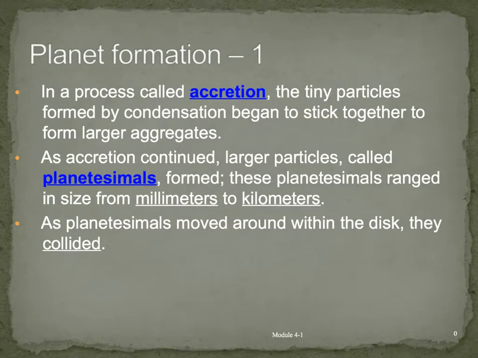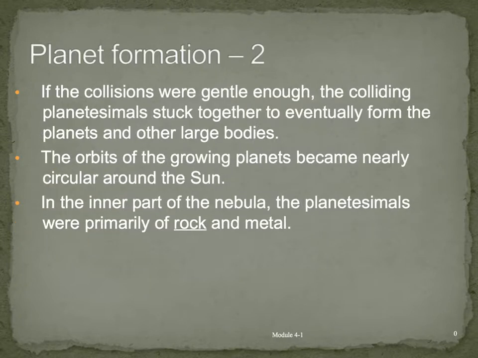In a process called accretion, the tiny particles formed by condensation began to stick together to form large aggregates. As accretion continued, large particles called planetesimals formed, which ranged in size from millimeters to kilometers. As planetesimals moved around within the disk, they eventually collided. If the collisions were gentle enough, the colliding planetesimals stuck together and grew in size. The orbits of the growing planets became nearly circular around the Sun. In the inner part of the nebula, the planetesimals were primarily of rock and metal.